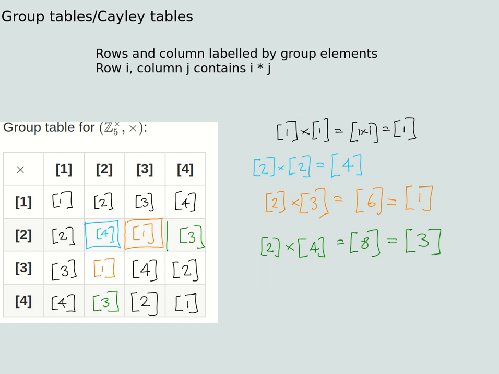And the good thing about these tables is that now we have complete information about the binary operation in our group. We can look up absolutely any value that the binary operation takes, because every possible multiplication modulo 5 is found somewhere in our table. So we've got complete information about what the group does in this convenient format.